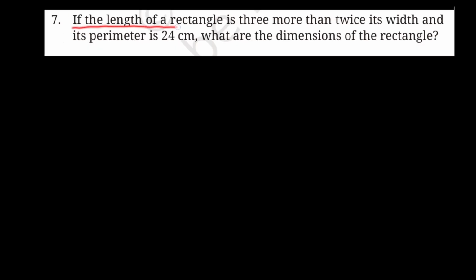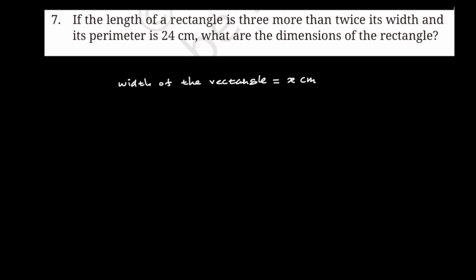Problem number 7. If the length of a rectangle is 3 more than twice its width, and its perimeter is 24 centimeters, what are the dimensions of the rectangle? The given information is that the length of the rectangle is related to the width of the rectangle. So we can consider the width of the rectangle as x. So the width of the rectangle is x centimeters.